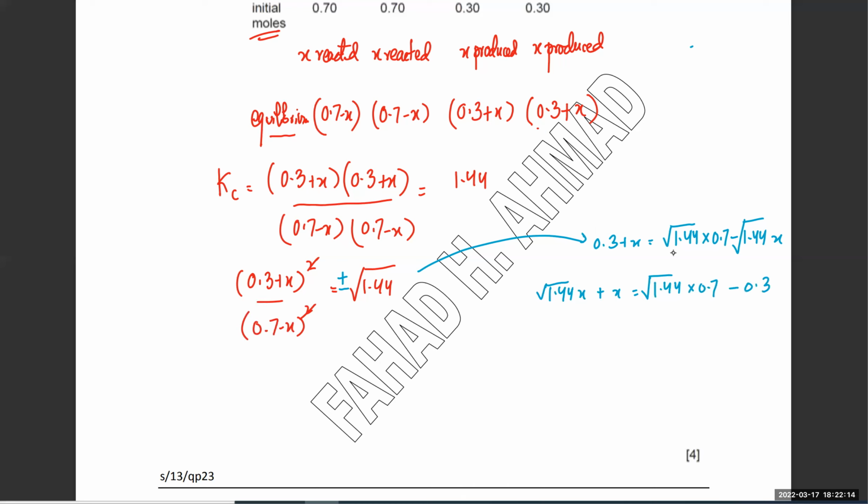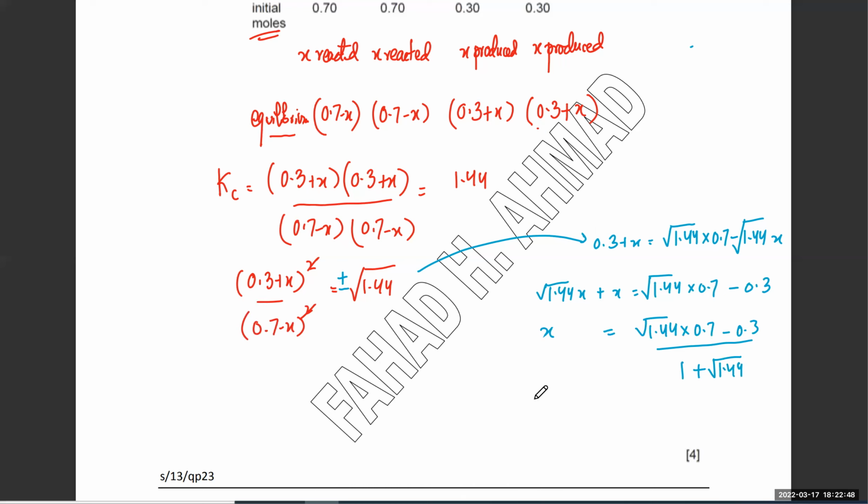Take X common and divide on the other side. So that's going to be 1.44 under root into 0.7, and that's going to get divided by what would it be? What is this becoming? That's 1 plus 1.44 under root, right? Yes, that's all right. Just making sure I didn't make any mistakes.